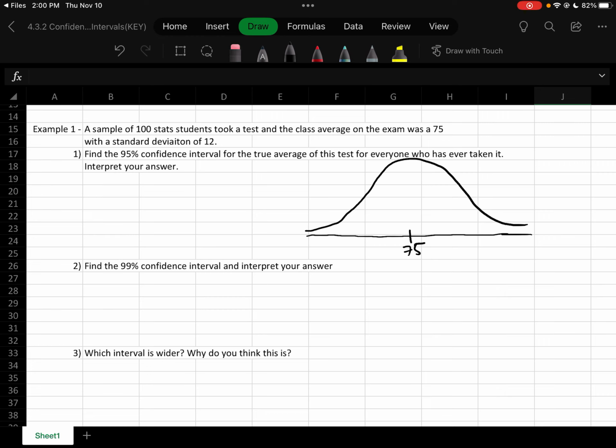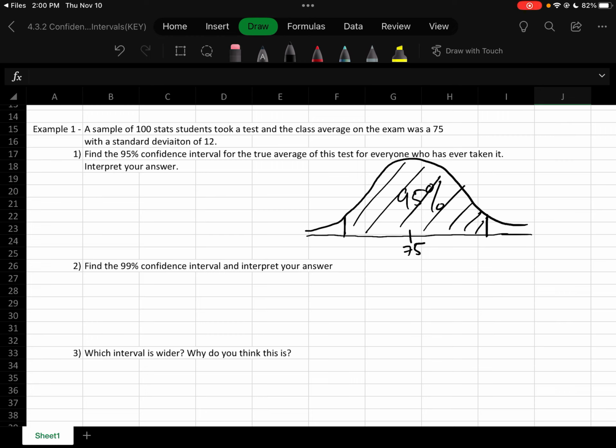And that's going to be the center of my confidence interval. Now, what I'm trying to find is what value is going to be here and up here, so that 95% of the values in this sampling distribution fall between those values.